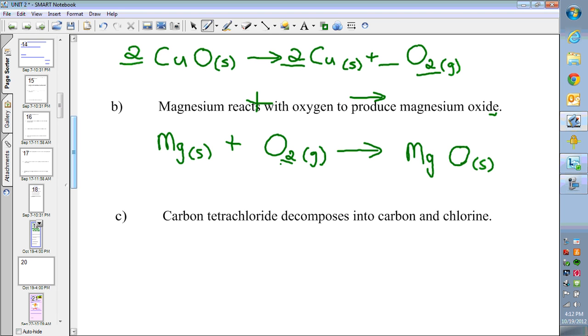Magnesium oxide, solid. Now we need to balance the equation. We have 2 oxygens on this side. We need a 2 there. That gives me 2 magnesiums as well. So 2 magnesiums, and we got ourselves a balanced equation.